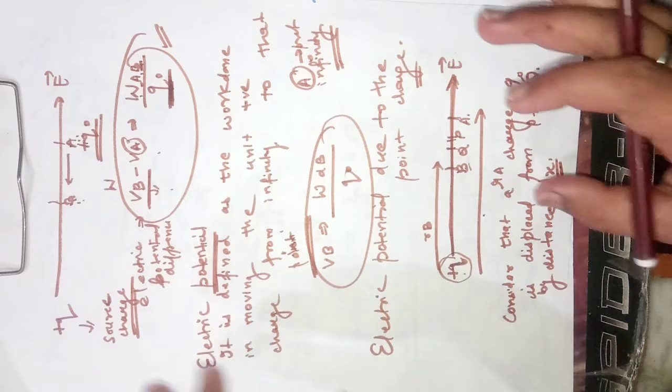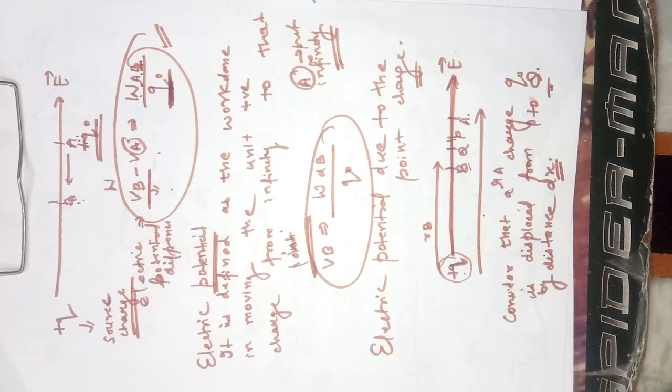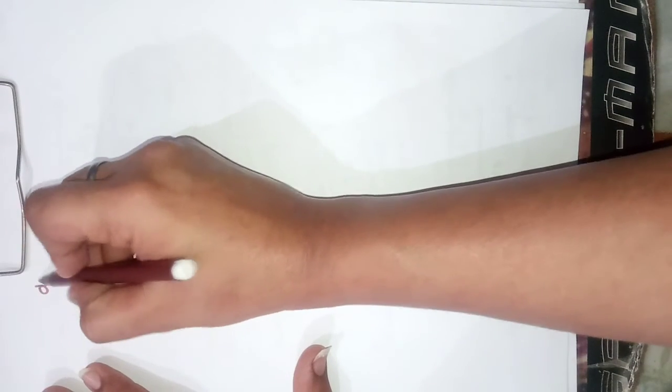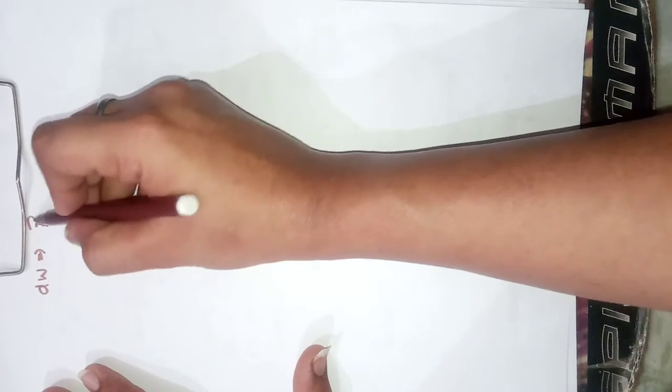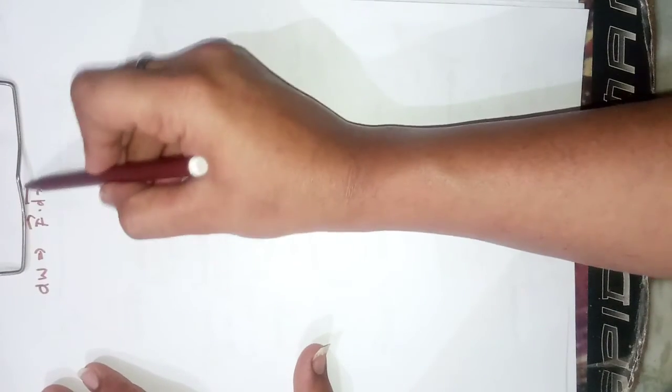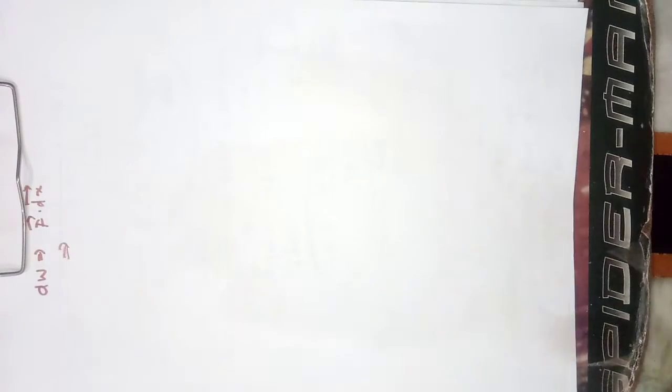So what is the work done in doing so? In order to displace some charge, we have to do some work. And what is the work done in moving the charge from point P to point Q by a distance dx? Work done is given by dW is equal to F dot ds, that is the dot product of force and the distance through which the test charge is moved.